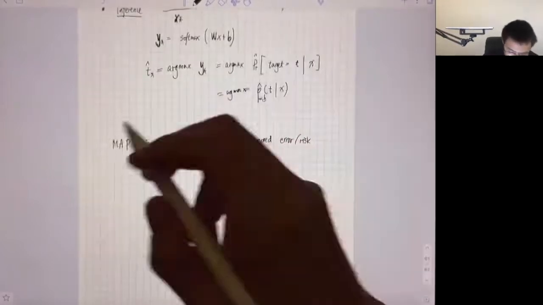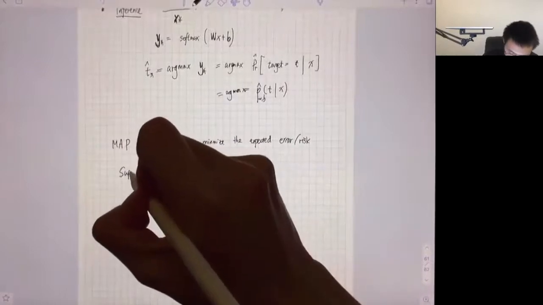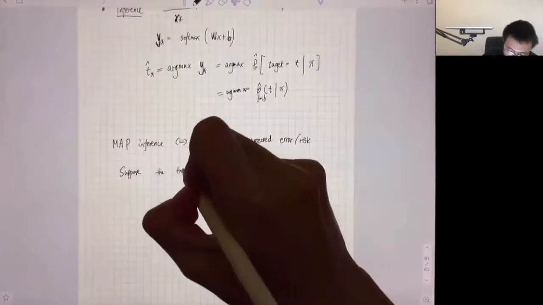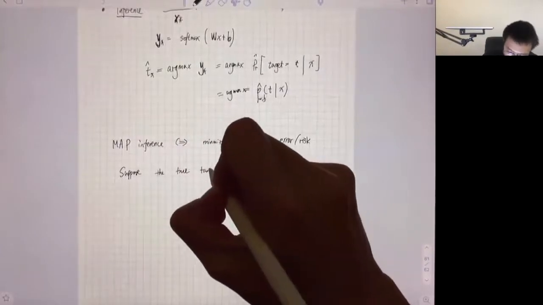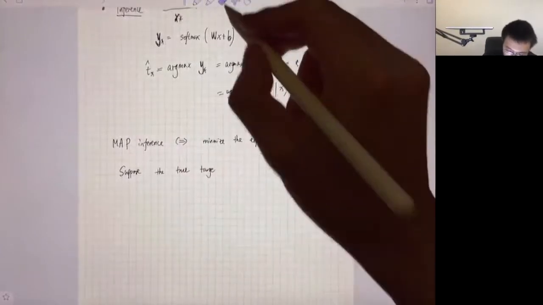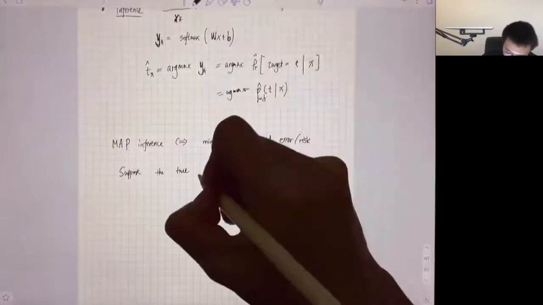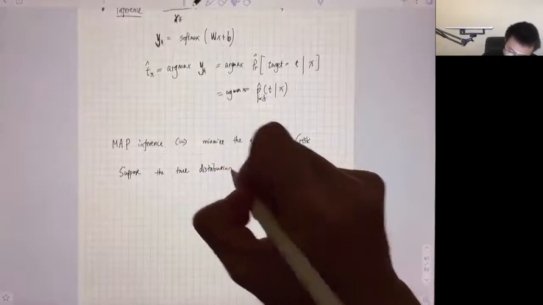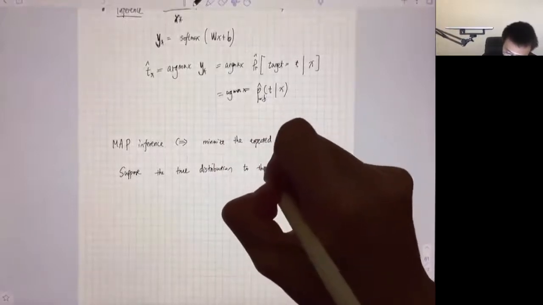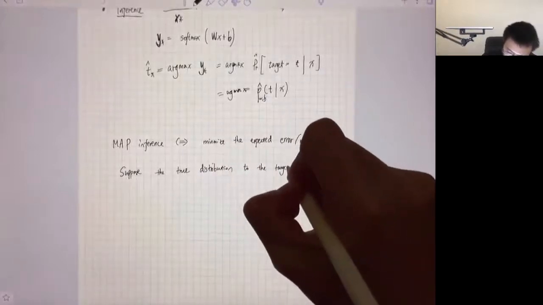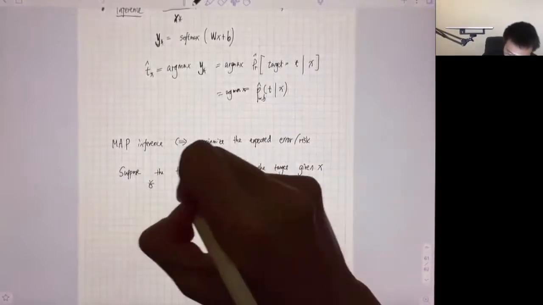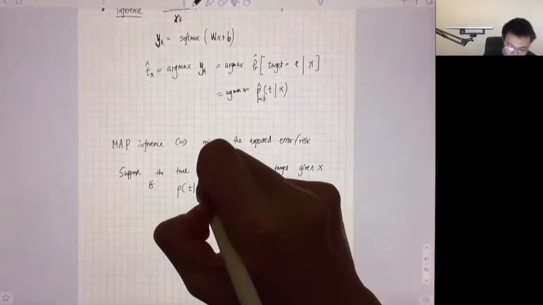So suppose the true distribution of the target given some data is p(t given x).